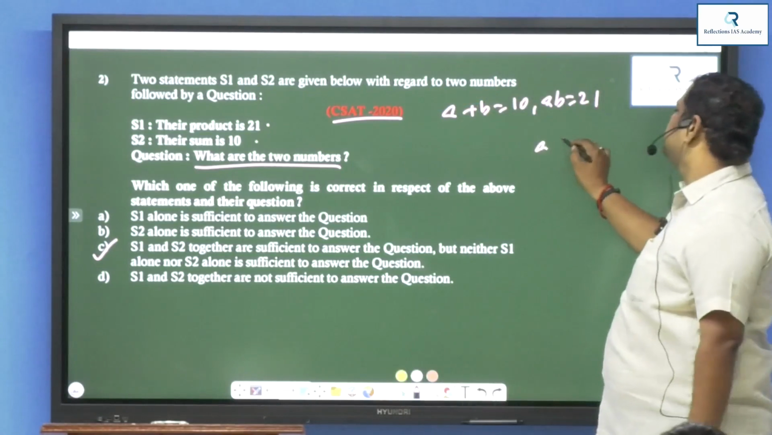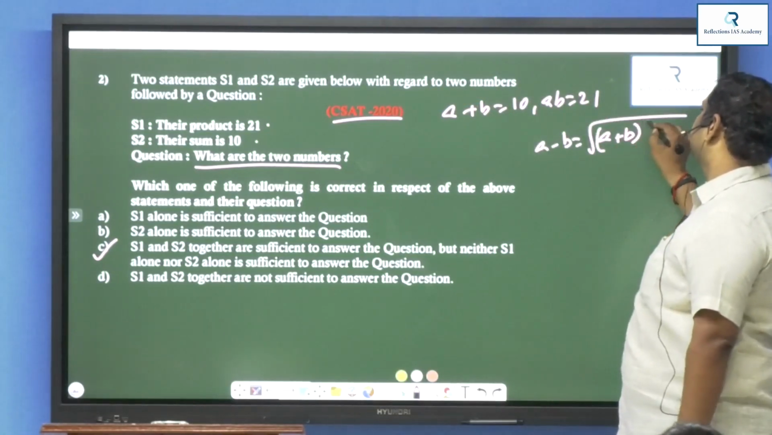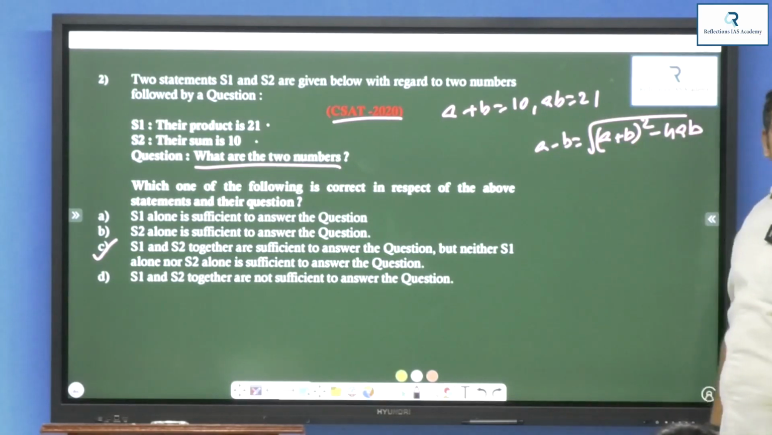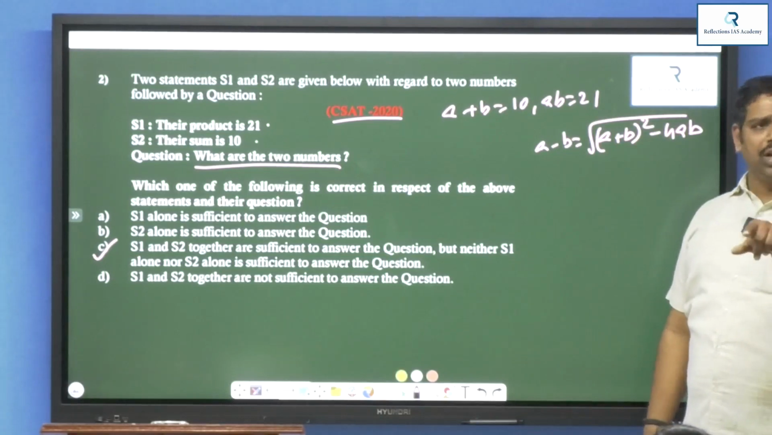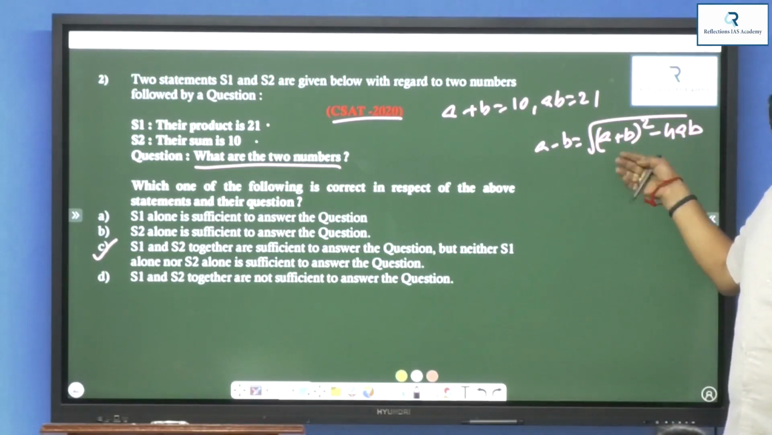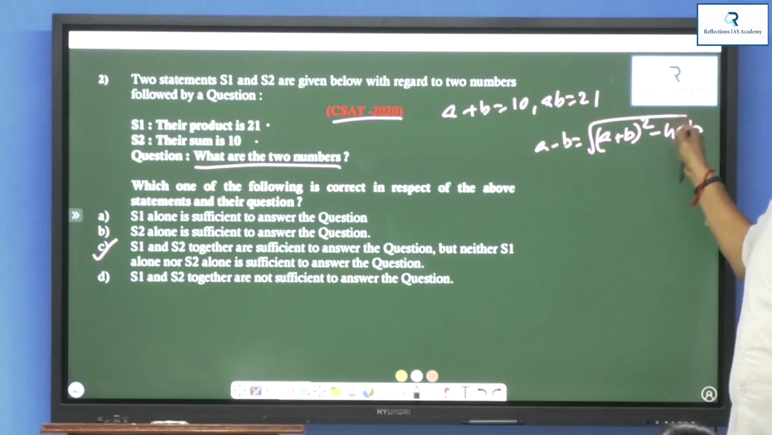Okay, A minus B, not a formula, you know the A plus B expansion, A plus B whole square, A minus B whole square, right? From that you will get it. A plus B whole square means A square plus B square plus 2AB. Minus 4AB gives A square plus B square minus 2AB, which is A minus B whole square. Under root, that means A minus B.